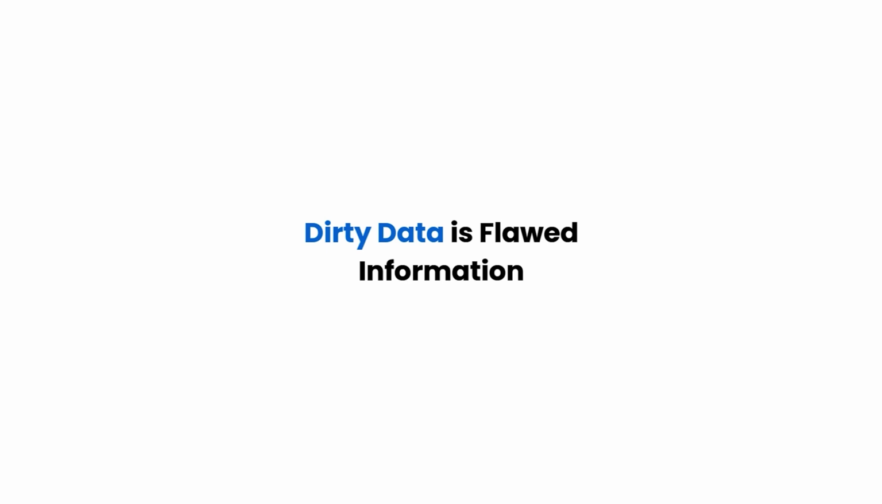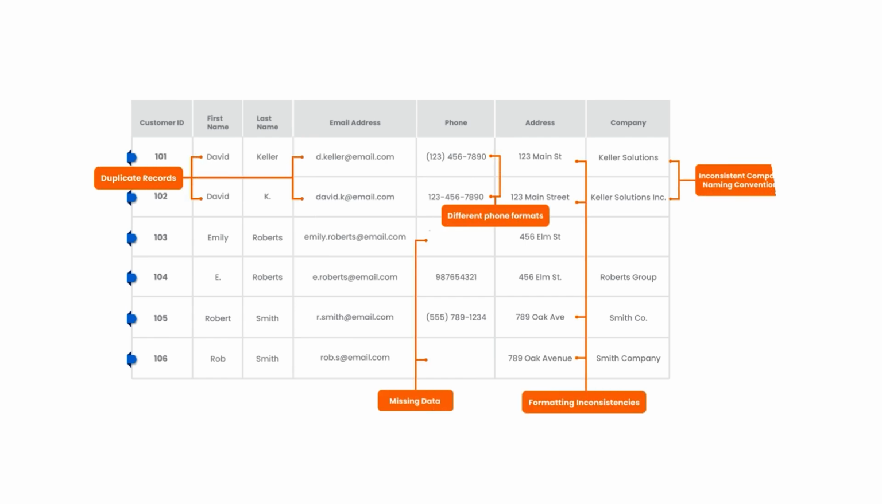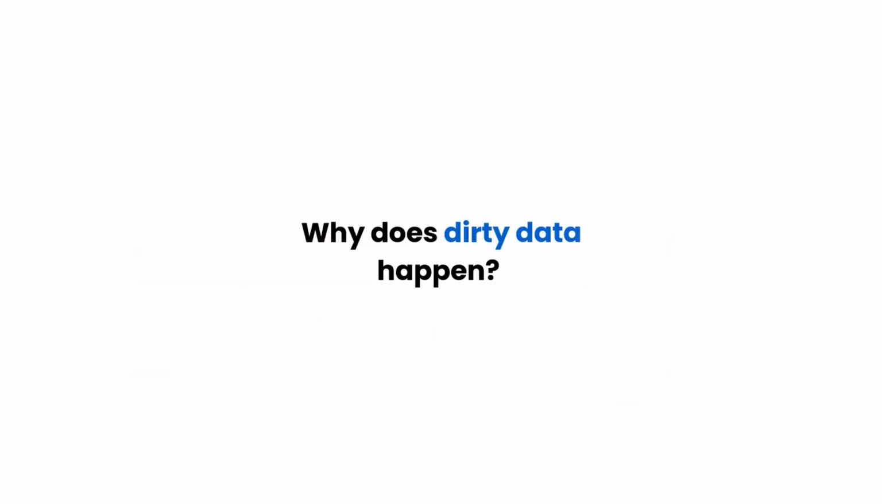For example, in this data set, you can see there are duplicate records, there are phone numbers with different formats, inconsistent naming conventions, missing data, formatting inconsistencies, and obsolete or outdated information. So we've defined what exactly is dirty data.